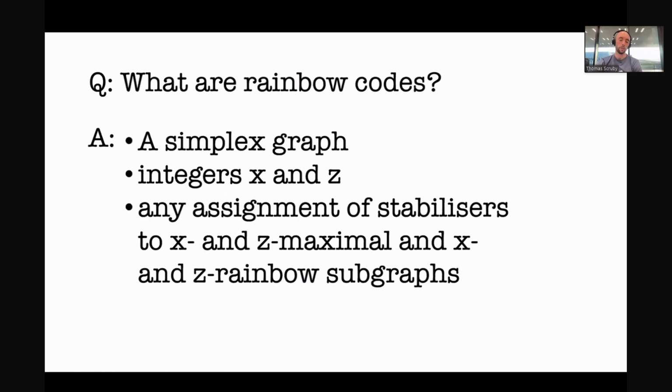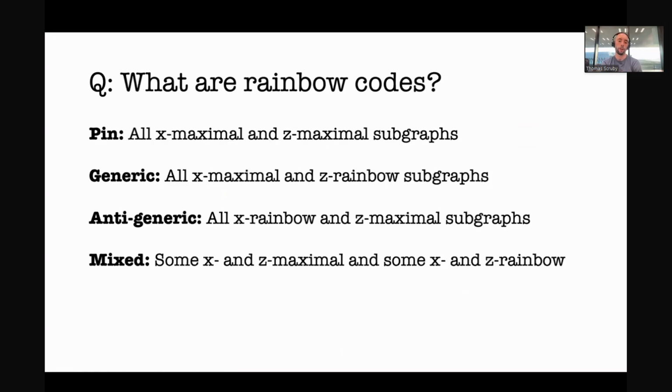Okay, so we're now ready to talk about what rainbow codes are. It's basically just you take one of these graphs that we've been looking at, you take these two x and z integers, and then you assign your stabilizers to the maximal subgraphs, but you can also put them on the rainbow subgraphs. So here are some classes of example. If you take just the x maximal and x and z maximal subgraphs to be where you put your stabilizers, then you just recover pin codes.